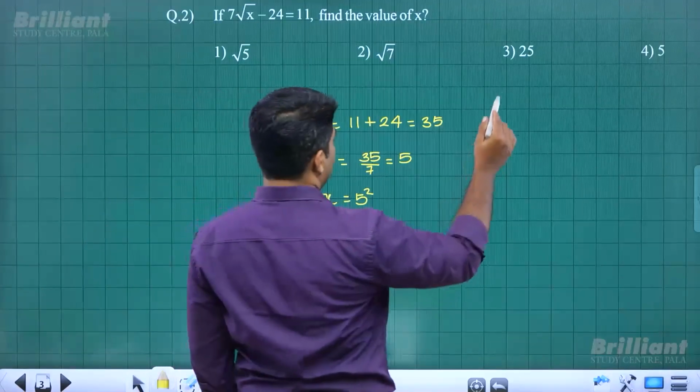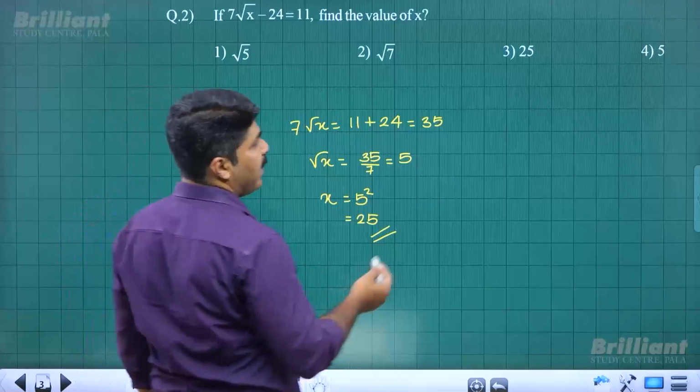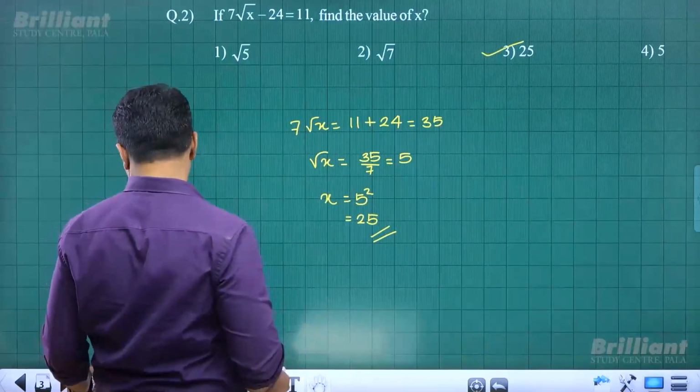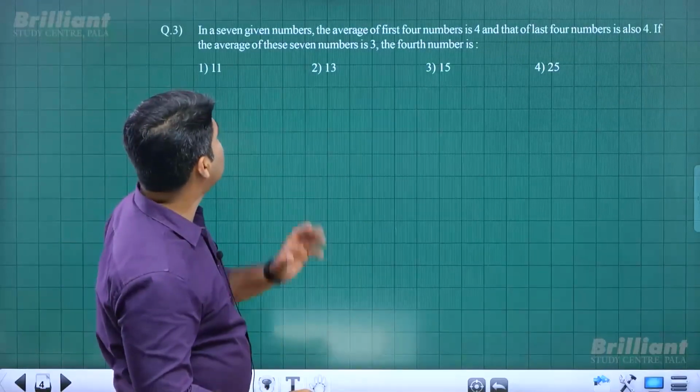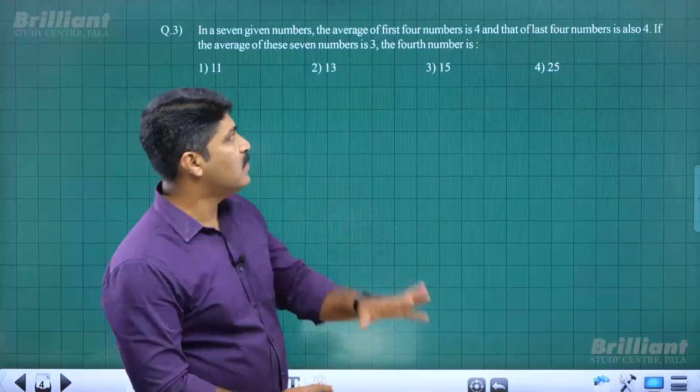So the answer here: root x equals 5, then to find the value of x, x is equal to 5 square, which is equal to 25. Then the next question: in 7 given numbers, the average of the first 4 numbers is 4.